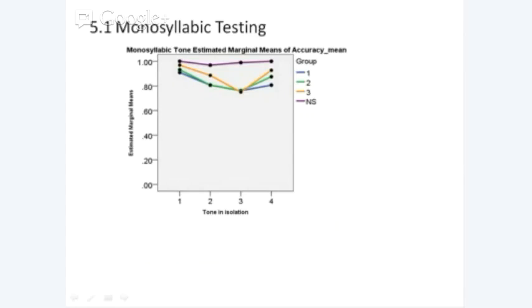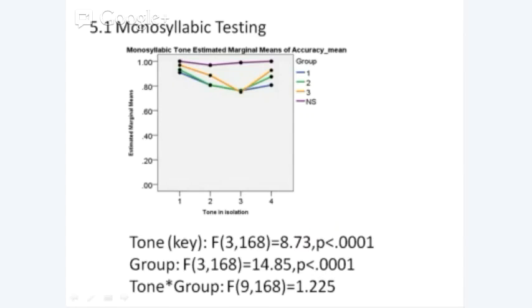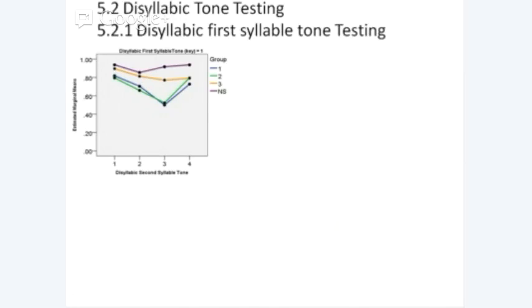So what about the tones in context in disyllables? The tone effect is very significant, and the group effect is significant, though the interaction is not significant. For the disyllabic testing, here is the disyllabic first tone, influenced by the following four tones. This is the accuracy of the first tone when it appears in the disyllabic first syllable. When the combination is 1-3, it is really low, and when it is 1-2, it is really low as well. I think this might be influenced by the compatible versus conflicting context, because the first tone is high but the third tone is low, so there might be a lot of carryover effects.